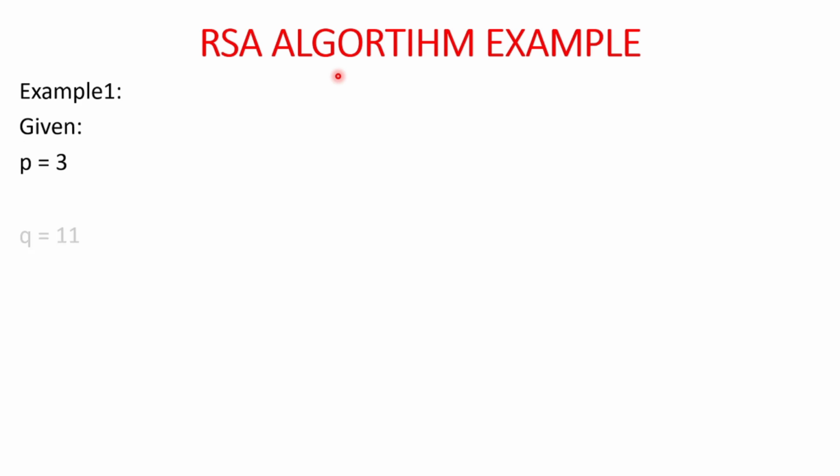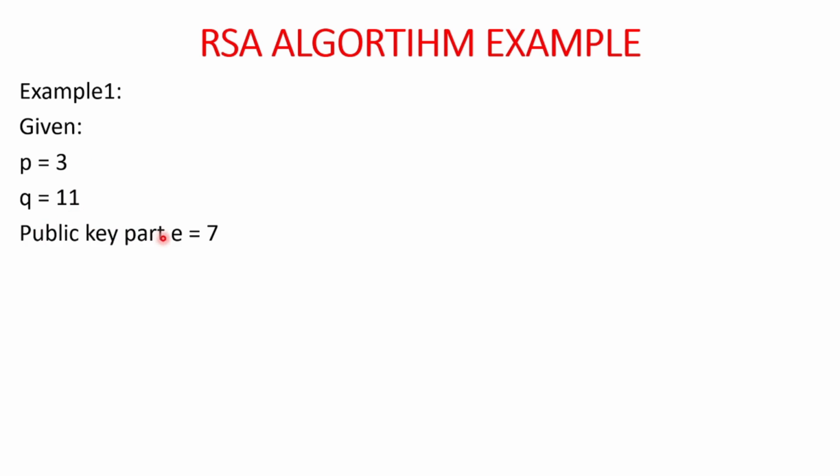P equal to 3. Two distinct prime numbers will be given in the problem. This is one prime number, P equal to 3, and this is the second prime number, Q equal to 11. Both are prime numbers, as we all know. Why? Because they are divisible only by themselves or by 1. No other number can divide 3 or 11. That's why they are called prime numbers.